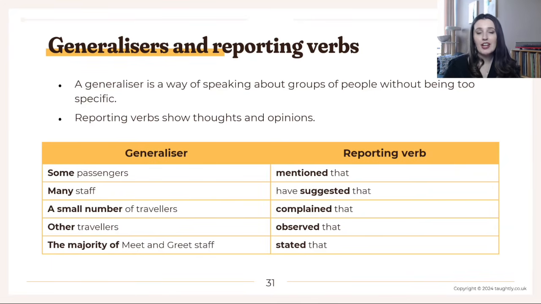You can also use some generalizers and reporting verbs. A generalizer is a way of speaking about groups of people without being too specific, so generalizing. And reporting verbs show thoughts and opinions. So, generalizers: some passengers, many staff, a small number of travellers, other travellers, the majority of meet and greet staff. So you're talking about people in vaguer terms. And reporting verbs: some passengers mentioned that. Many staff have suggested that. A small number of travellers complained that. Other travellers observed that. The majority of meet and greet staff stated that. So together, generalizers and reporting verbs sound lovely and formal and very, very appropriate for a formal report.